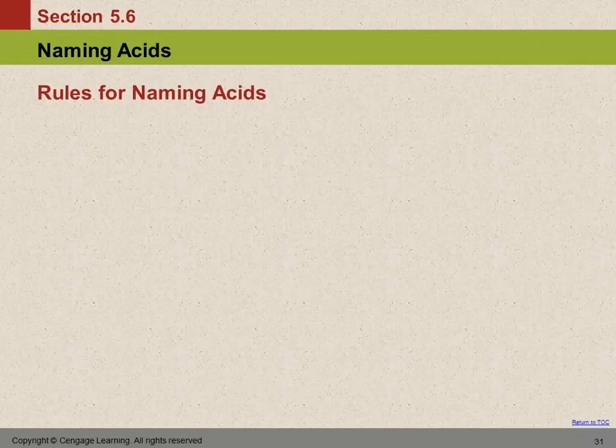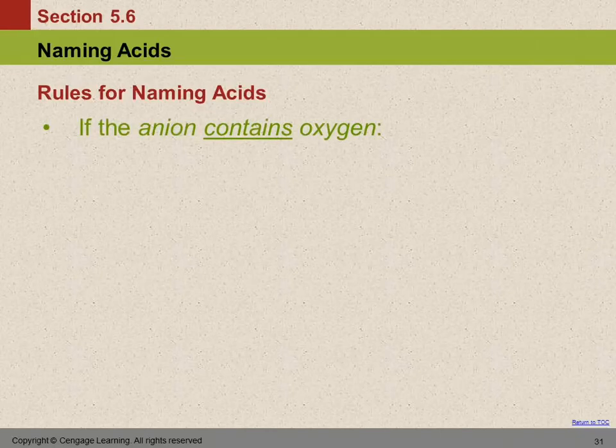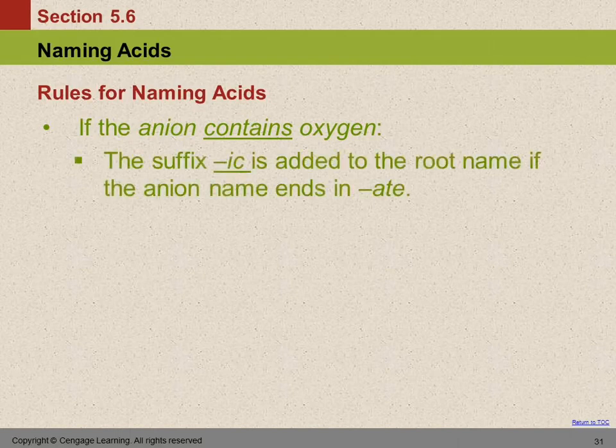So we're going to finish up here with naming acids. I think we covered some of this the other day, but we're going to go over it a little bit again. If the acid contains oxygen, acids always start with H. That's how you recognize them. If it has oxygen in it, then we're going to add the suffix "ic" to the root name if the anion ends in ate.